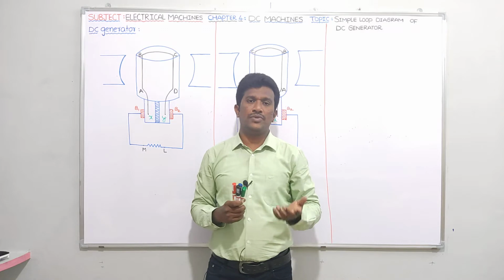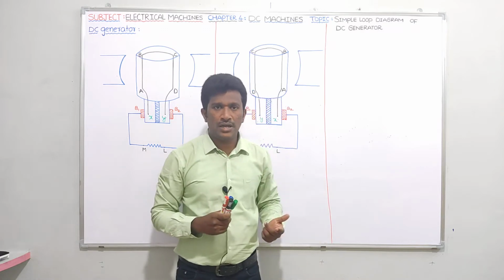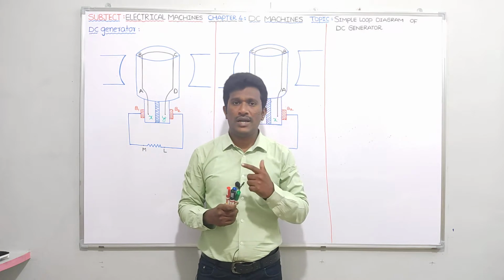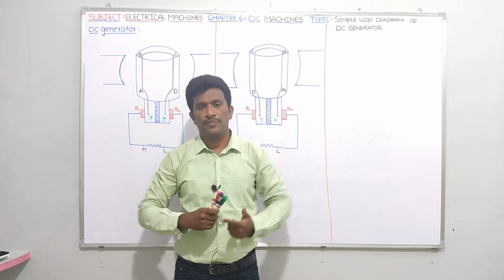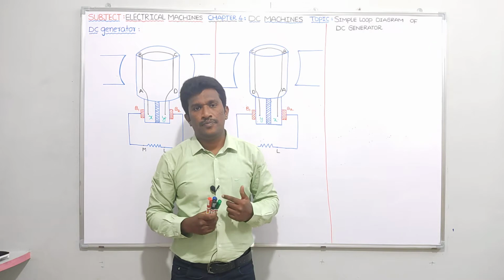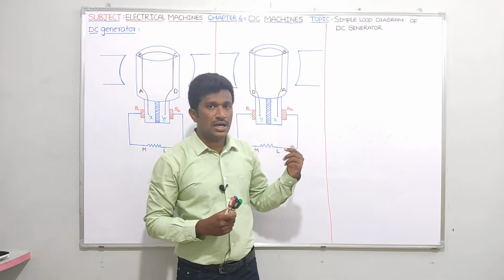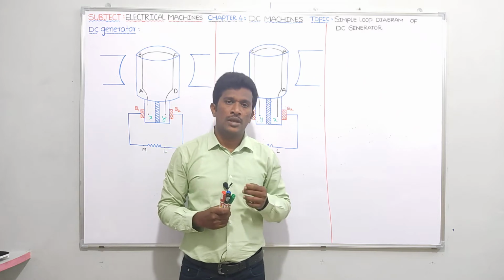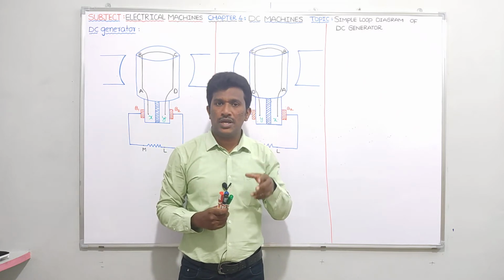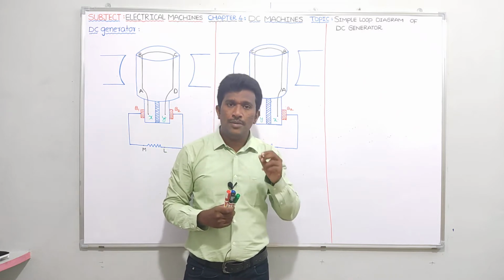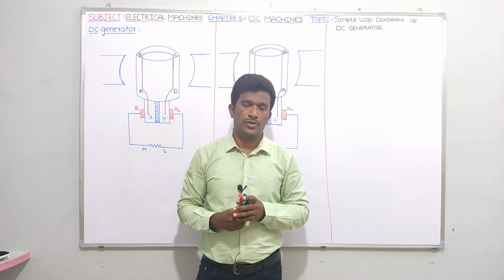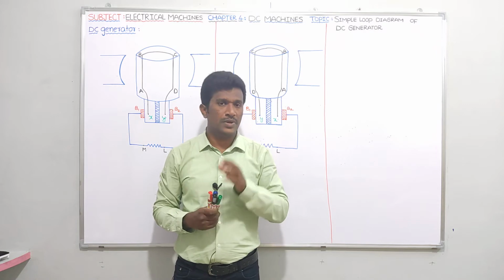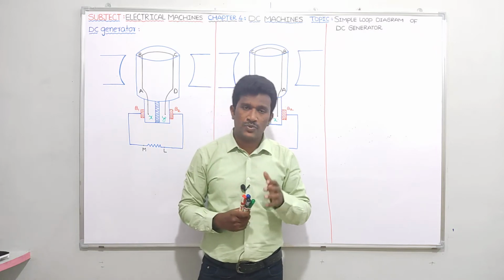Because in the basics videos, I explained what is meant by dynamically induced EMF and what is meant by statically induced EMF. In a DC generator, the conductors are moving and the magnetic field is time invariant, because of relative space variation. So dynamically induced EMF will be induced. This I explained in the basics video, so please try to refer to that video. What is the conclusion?